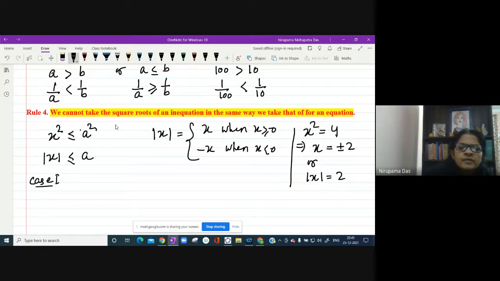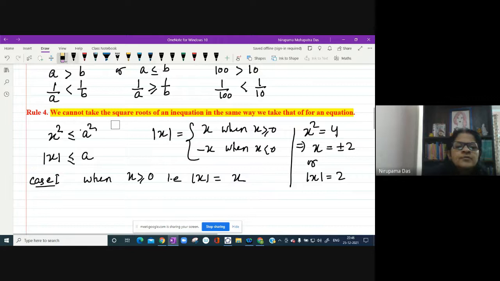Case 1, when x greater than equal to 0. So whenever it is greater than equal to 0, we have mod x equal to x. Okay, now we have mod x less than equal to a. Okay, now in place of mod x, we can write x because x greater than equal to 0. So x less than equal to a. This is our case 1.